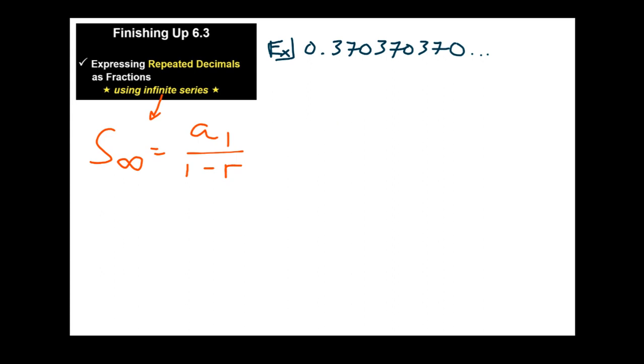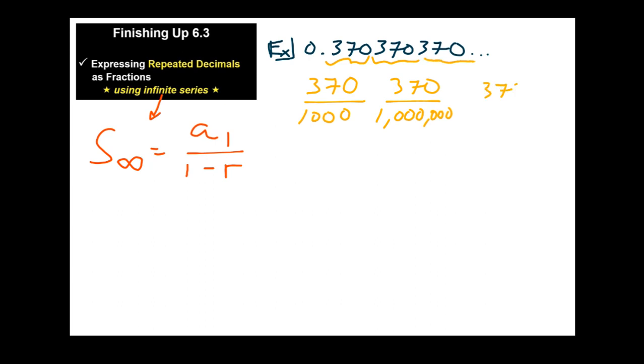Well, it has to do with first realizing that there is a sequence represented by these decimals. 370 thousandths, literally 370 thousandths. Then 370, not thousandths, but millionths, 370 millionths. How about the last one? Yeah, you got it. I'm just going to add 3 more zeros, and I believe that number is a billion.